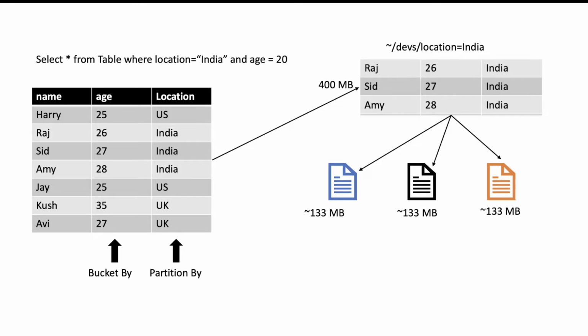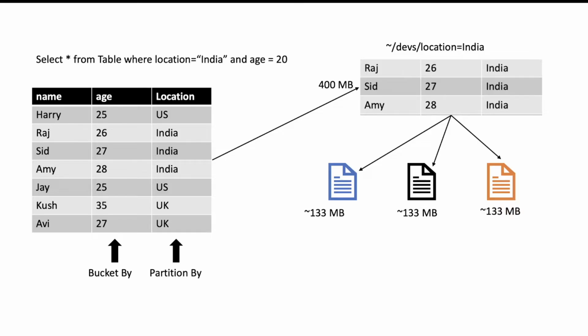So you can see 133 MB around it will be. This will make sure that I am not creating small files, and my filter query performance will also be improved. So let me summarize this. You have a huge table, and you create a partition on one of the columns.